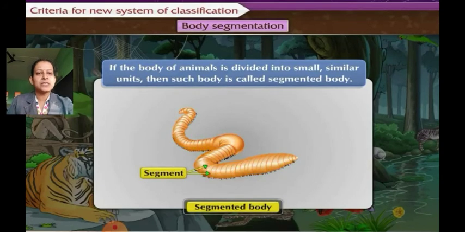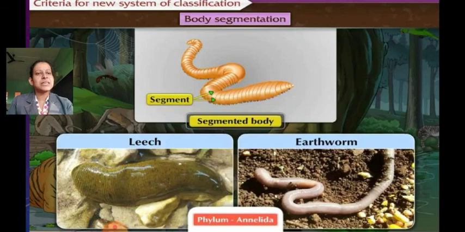Examples of body segmentation: mostly annelids have it, that is leech. You might have seen a leech, called zaru in Marathi. You get it in farms, fields and so on. And earthworm. Fine, both of them have the presence of body segmentation. So this is regarding the different criteria of the system of classification.